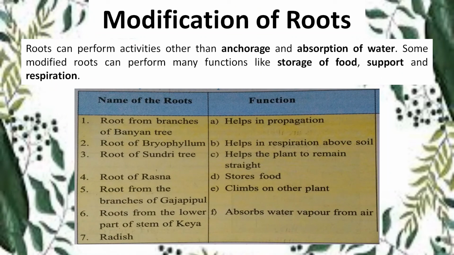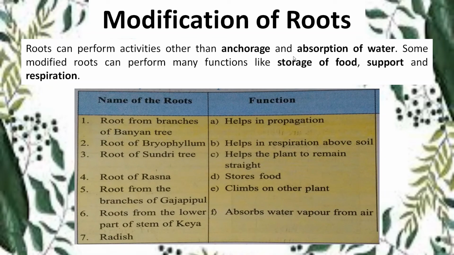Now some modifications. You know what the functions of leaf, stem and root are, right? But there are some modifications in leaf, stem and roots. First we will do the modification of roots. So roots can perform activities other than anchorage and absorption of water.